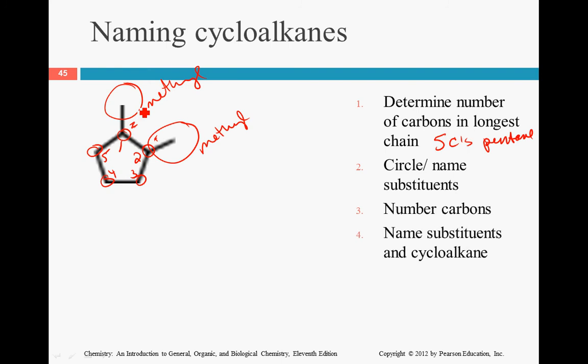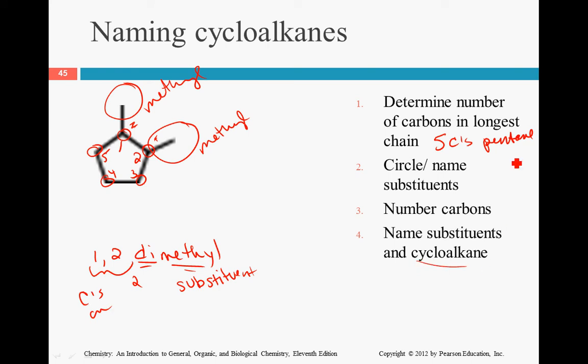And name the substituents in the cycloalkane. So, we know it's on carbons 1 and 2. Notice how, since I have more than one, I have to put the numbers there. Dimethyl, because we have 2 methyl groups, so that means that there's 2 of them. This is the substituent itself. 1 and 2 are the carbons they're on. And then the cycloalkane, we're looking at pentane again, so it's cyclopentane.